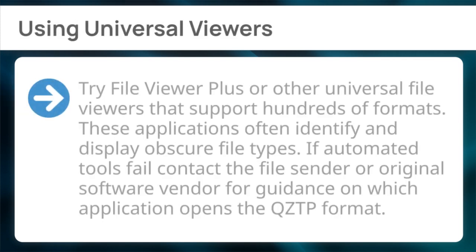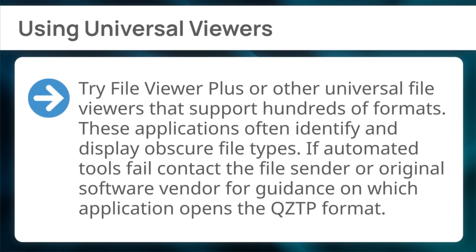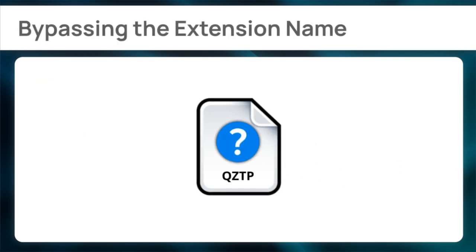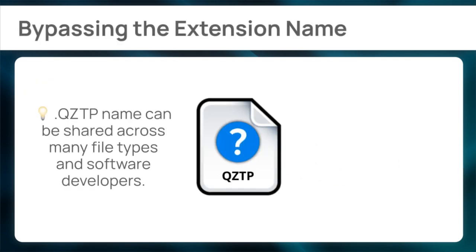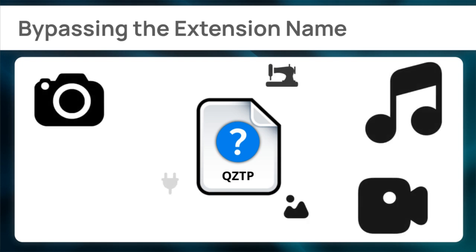Finally, using universal viewers. Try File Viewer Plus or other universal file viewers that support hundreds of formats. These applications often identify and display obscure file types. If automated tools fail, contact the file sender or original software vendor for guidance on which application opens the QZTP format. If compatibility checks failed, it is likely because the file extension name is shared by different developers for unrelated formats, causing your PC to use the wrong reading language.